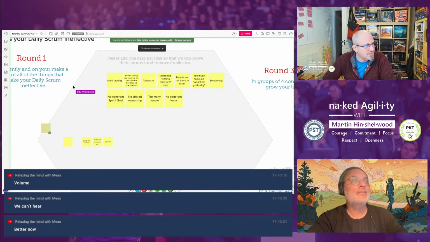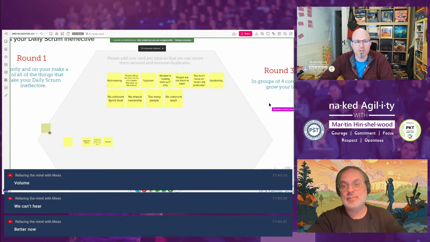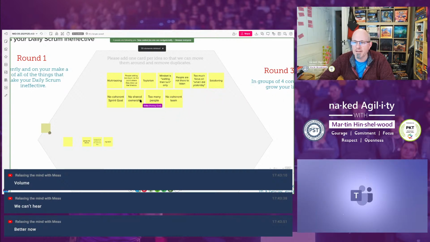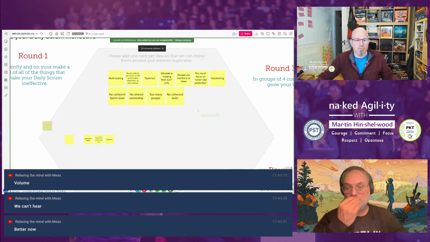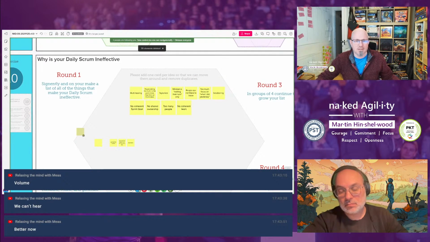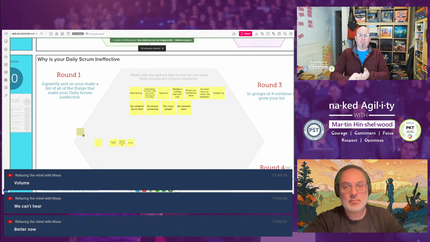We'll get multitasking, Taylorism, waiting their turn only. What's that? That's Vision, I think. It means having the mentality of I'm just showing up, I'm waiting my turn, I'm gonna speak, and you're disengaged the whole time. Maybe even disengaged while you're speaking yourself. I've heard that. Not actually listening when you're speaking yourself. Just reading the name of the card, whatever. Too much focus on what I did yesterday. Is the Daily Scrum there to discuss what we did yesterday? Is the purpose of the Daily Scrum to talk about what we did yesterday?